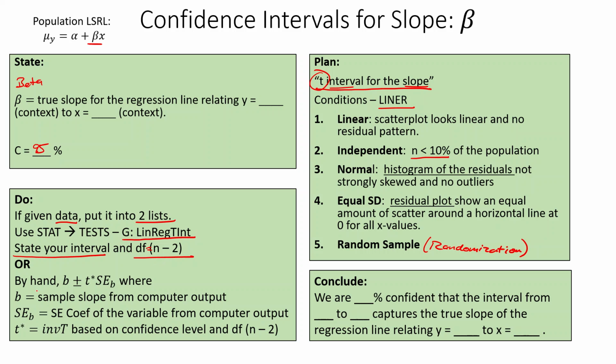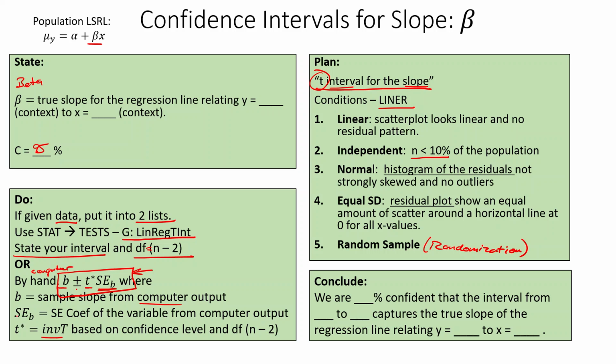All right, if we're doing this by hand or if we're given a computer printout, we're taking the b from that and we're doing plus or minus t star times the standard error in beta. More than likely, this is the one you will be using. More than likely you will not be doing it by putting lists in your calculator. You will be using this formula. The t star and the standard error of beta: t star you're going to have to find using inverse t, but the standard error in beta, that's given to us. So we really just have to do a little bit of work to get t star. Everything else will be given.